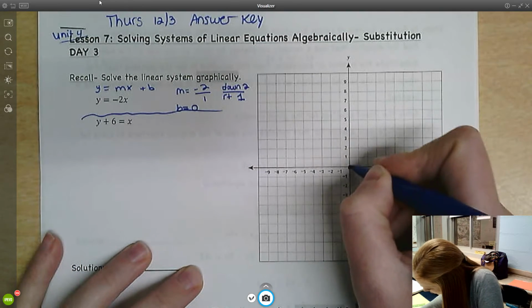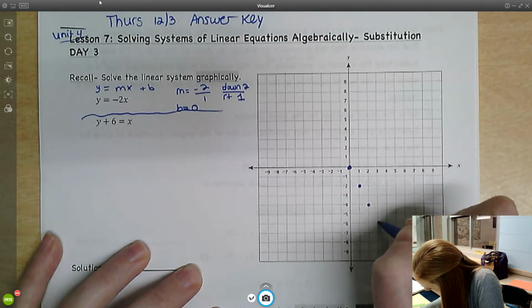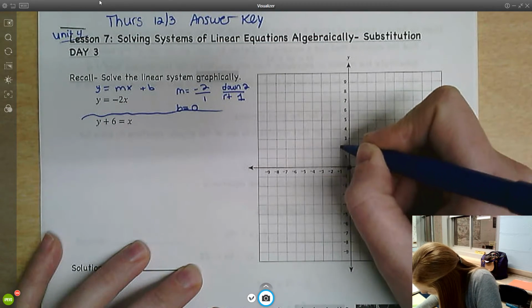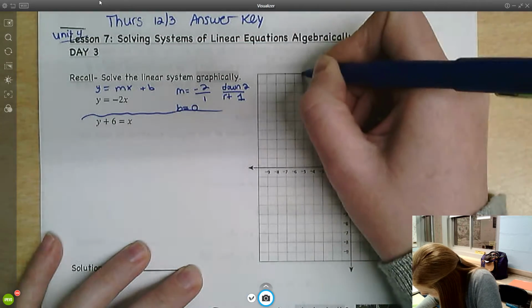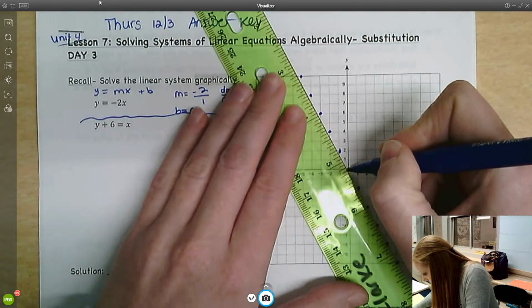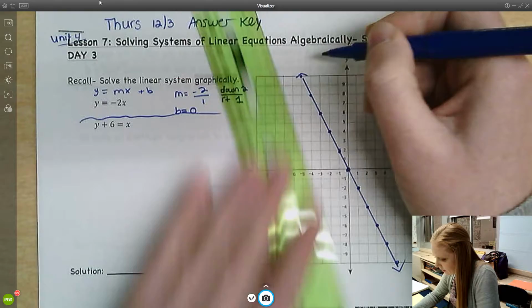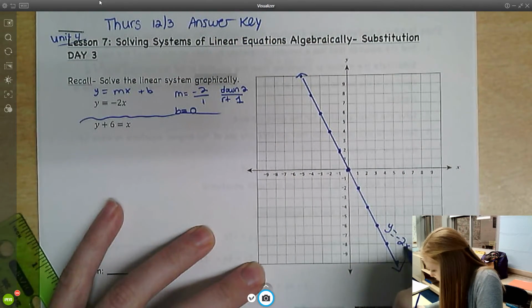We're going to start at the origin, and then we're going to go down 2, right 1, down 2, right 1, because our slope is -2, up 2, left 1 to reverse it, connect, label, and arrows. This was y equals -2x.